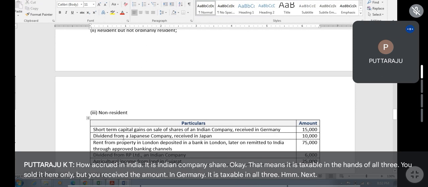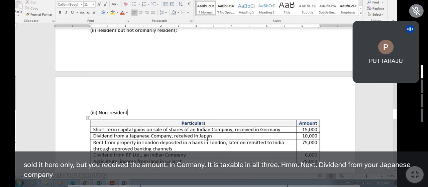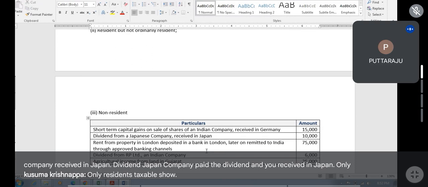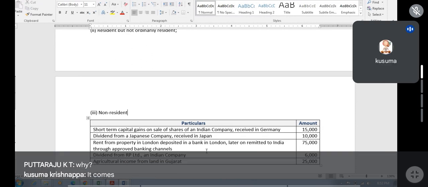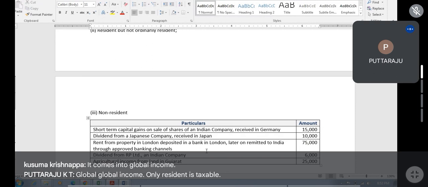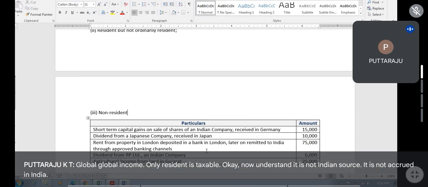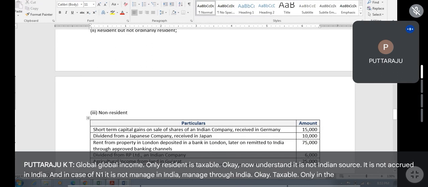Next, dividend from a Japanese company received in Japan. Japan company paid the dividend and you received it in Japan only. Only resident is taxable, sir. Why? It comes under global income. Only resident is taxable. Non-resident, it is not Indian source, it is not accrued in India. And in case of NWAR, it is not managed or controlled from India. Taxable only in the hands of resident.